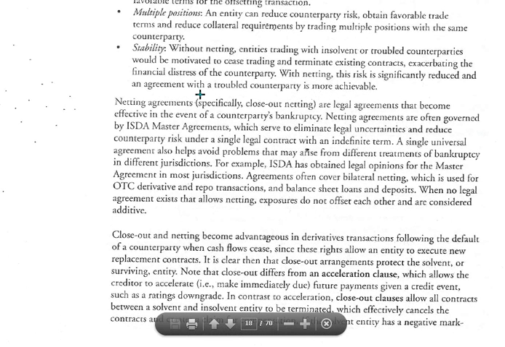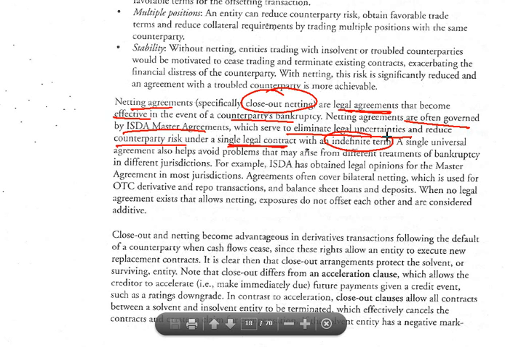Now what they are saying is netting agreement, specifically closeout netting, are legal agreements. These are legal agreements and they become effective when the counterparty defaults. Netting agreements are governed by ISDA agreements, which serves to eliminate the legal uncertainty and reduces the counterparty risk under a single legal contract, and it has an indefinite term. So please note that the legal risk is also removed because ISDA master agreements are the agreements here.